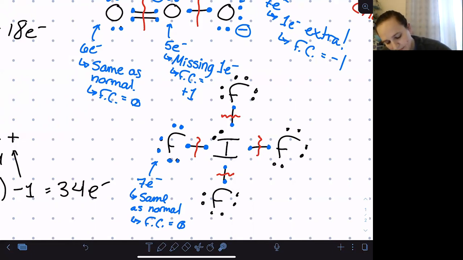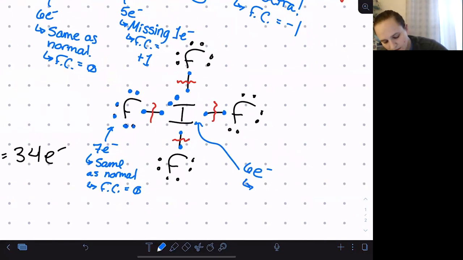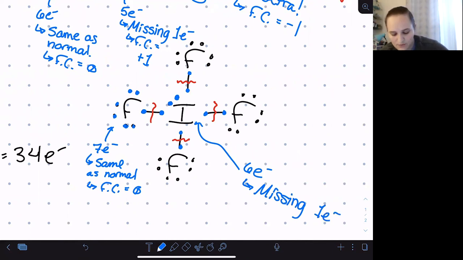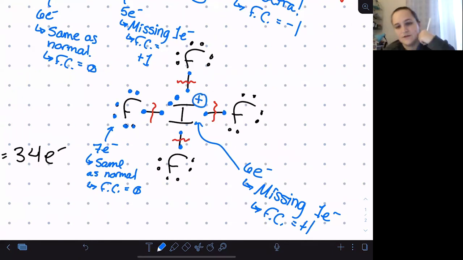Now the iodine got 1 electron from each of these 4 bonds, plus it has 2 from its lone pair, for a total of 6 electrons, which is 1 less than the 7 that is typical. So its formal charge is +1. So we would put a little plus sign near that iodine somewhere.